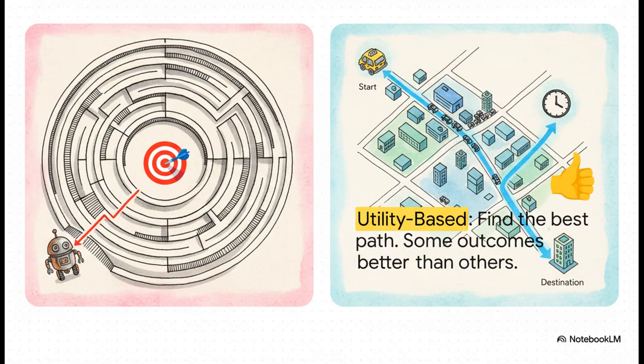And within this level, you've got 2 main types. First, there's the goal-based agent. This one's like a maze solver. Its only focus is, did I reach the end? Any path that gets it there is a win.